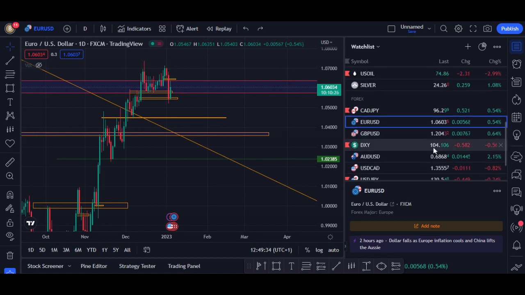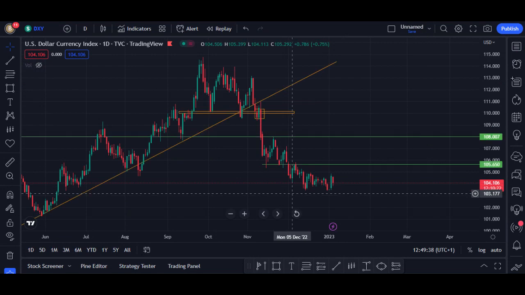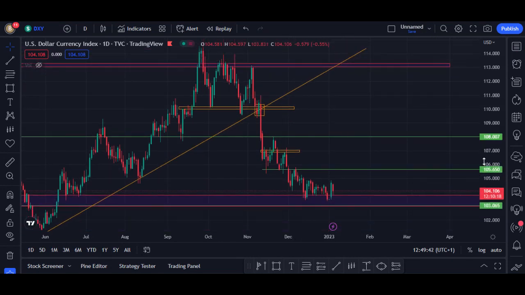If you go to the dollar index, you can see that what we are having is something that looks like a double bottom on the daily, right? So you can see how negatively correlated the dollar index is to the Euro USD. That's why they always call the Euro USD the anti-dollar instrument, right?